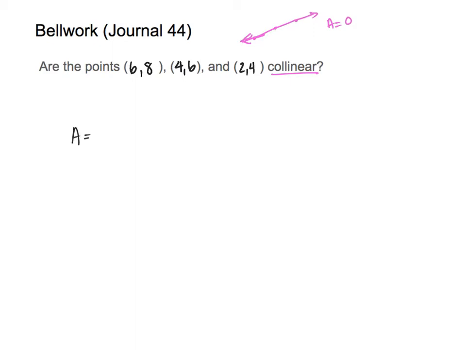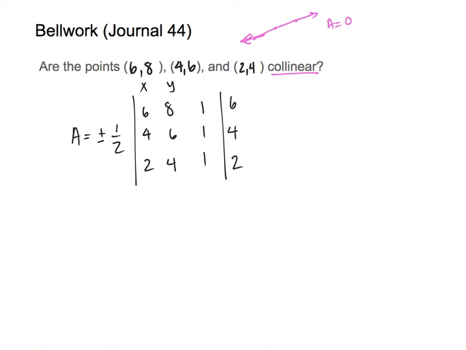So I'm going to start my area formula. And so that's where you had to have the x and y, your coordinates. So this is 6 and 8 for the first coordinate, 4 and 6, and then 2 and 4. It doesn't matter the order that you wrote your coordinates as long as your x's all line up and your y's all line up in the column that they're supposed to be in. And then the last column, remember, it's just a bunch of ones. And then you take your first 2 columns and you paste it over. So this will be 6, 4, 2, 8, 6, 4.